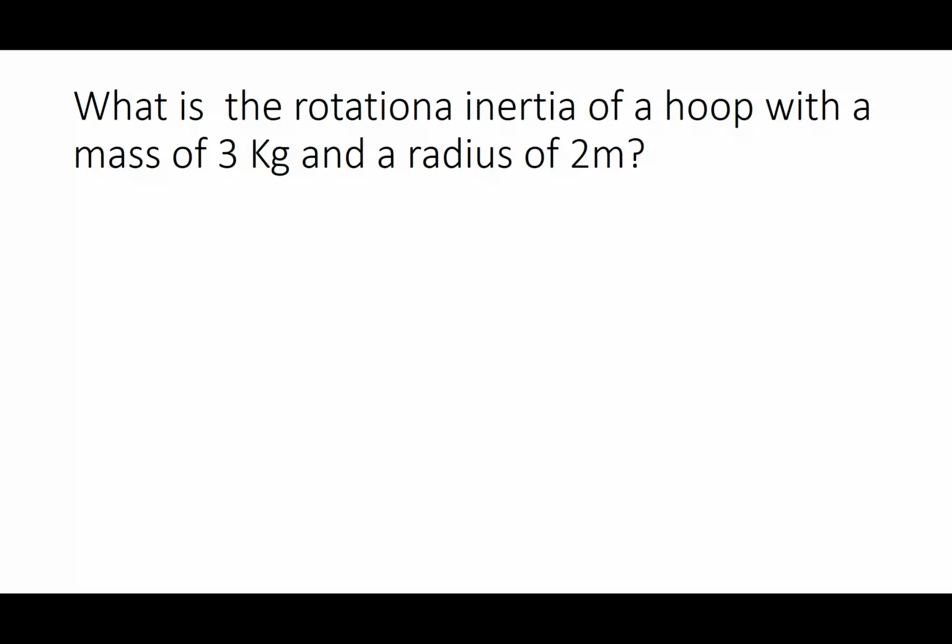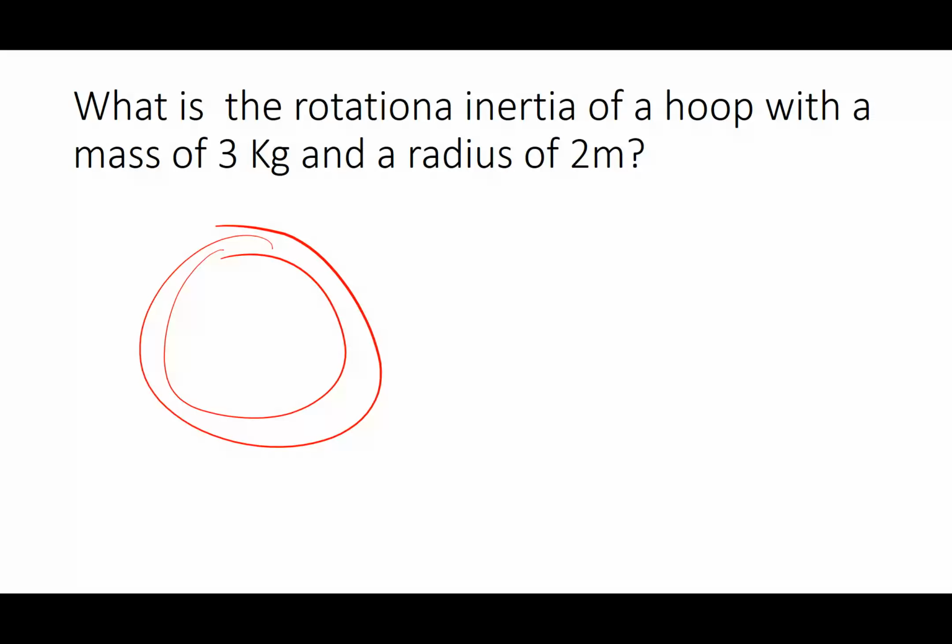Alright, so let's see if we can solve an equation. What is the rotational inertia of a hoop with a mass of 3 kilograms and a radius of 2 meters? So here is my hoop. It's just all the mass on the outside. As your average distribution of mass is further away from the axis of rotation, the more inertia you're going to have. So all my mass is located out here, so I have the greatest rotational inertia.